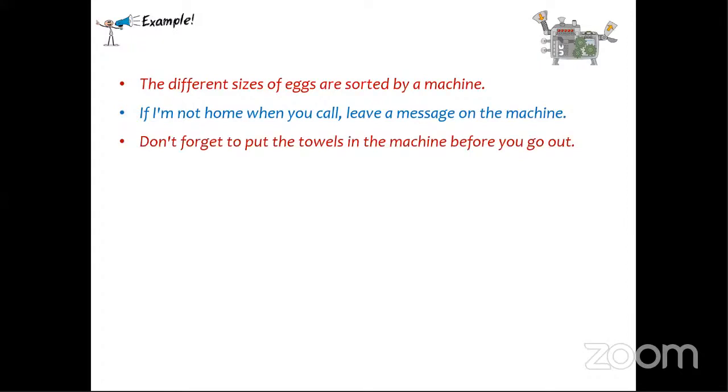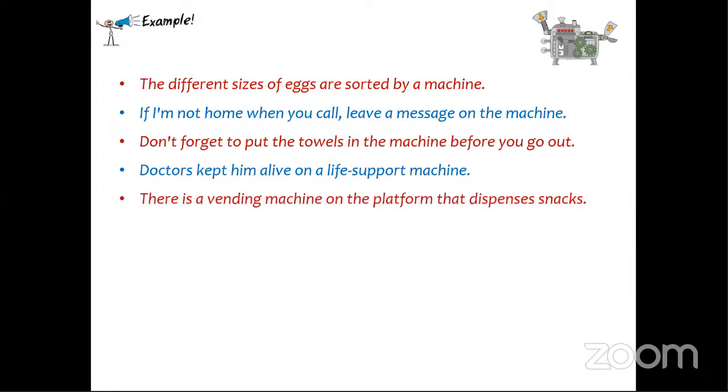So they will start taking interest, and they will understand what type of machine, or what the categories of machines are, or which things we can call a machine. Doctor keeps him alive on a life support machine. So ventilator. There is a vending machine on the platform that dispenses snacks. Now here you are educating most of the students, because if you ask this vending machine question to the students, hardly 4 or 5 students will say we know about vending machines, because they somewhere visited an airport or maybe were outside India.